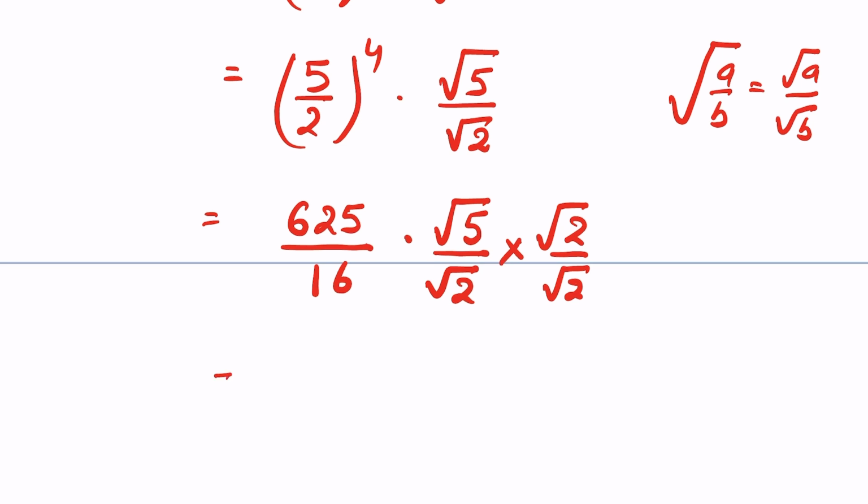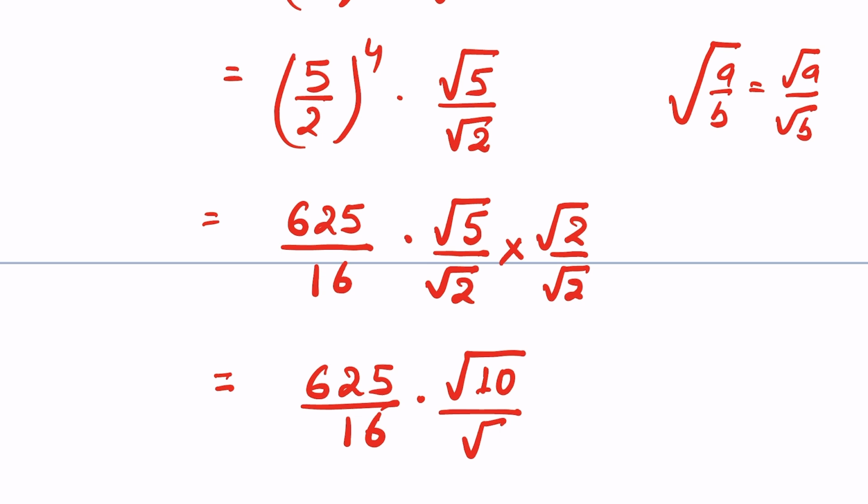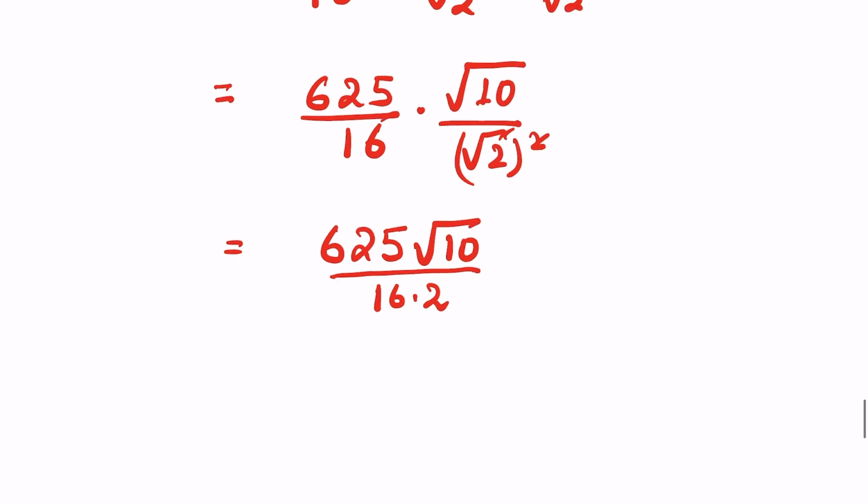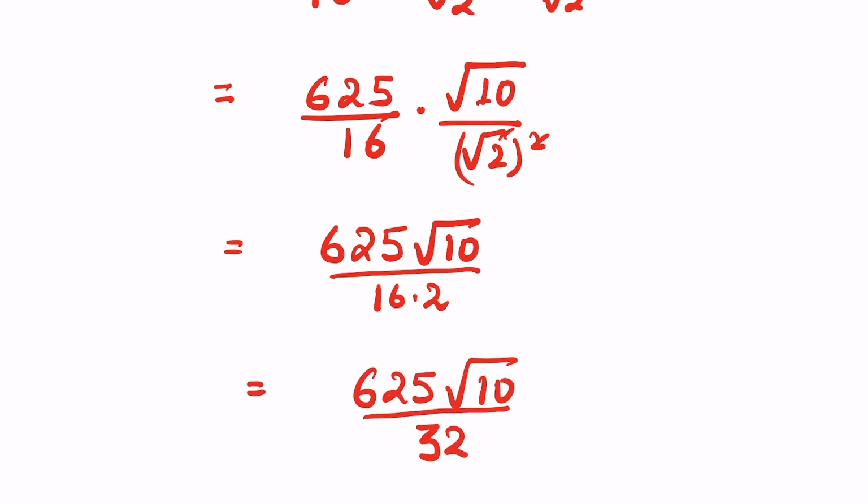So it is 625 upon 16 times square root of 5 times square root of 2, which will be square root of 10, upon square root of 2 squared. Now remove the square root with this square. So it is 625 times square root of 10 upon 16 times 2, or it is 625 times square root of 10 upon 32. This is our solution.